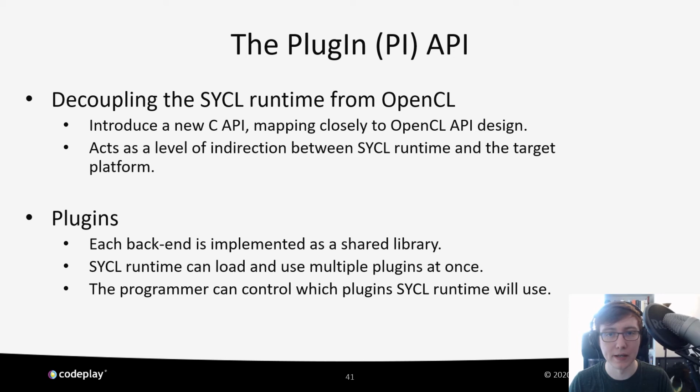This is a C API that is based on OpenCL. Instead of calling a native API directly, the SYCL runtime will call PI API, which will then call down to the native API. This effectively decouples the SYCL runtime from any specific backend. If anyone wants to introduce a new backend, they just need to implement the PI API interface and create a new shared library. Each backend is implemented as a shared library. Multiple backends can be loaded at once, which will allow the programmer to take advantage of multiple backends within one application.